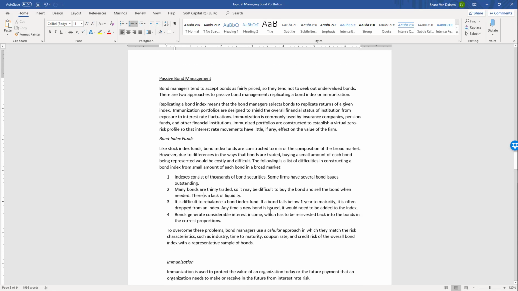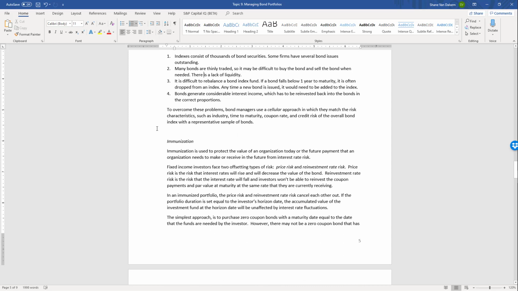The other thing we're going to talk about in more detail is immunization. Immunization is used to protect the value of an organization today, or the future payment that an organization needs to make or receive in the future, from interest rate risk. Fixed income investors face two offsetting types of risk: price risk and reinvestment rate risk. So what I've been referring to as interest rate risk is this price risk. It's the risk that interest rates will rise and will decrease the value of a bond.